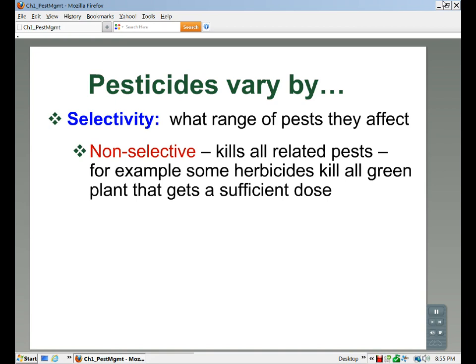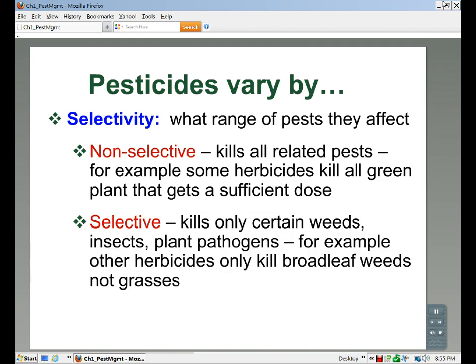In contrast, a selective pesticide only kills a small group of related organisms and does not harm others. The herbicide 2,4-D is a good example. It only kills broadleaf plants and does not harm grass plants when applied according to labeled directions.